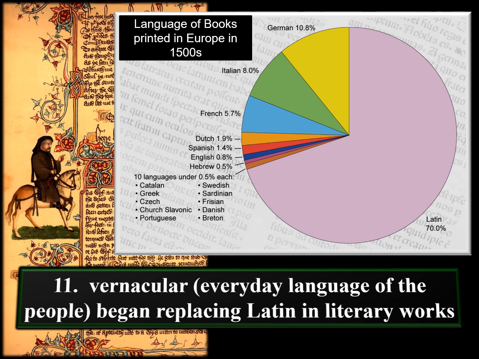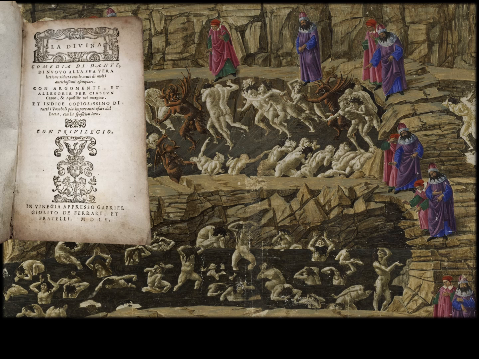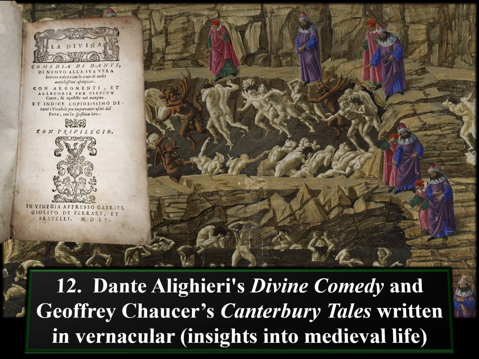This scholastic movement will eventually give rise to the Renaissance, which gives rise to even more vernacular texts being created, and more learning and literacy as a result as well. A perfect example of this is looking at Dante Alighieri's Divine Comedy and Geoffrey Chaucer's Canterbury Tales.